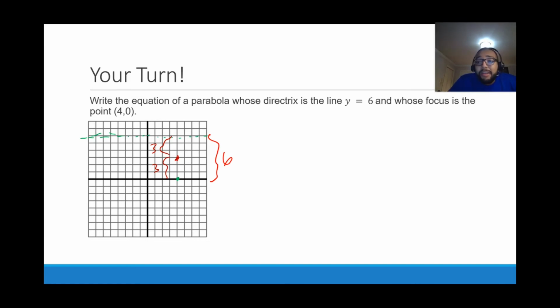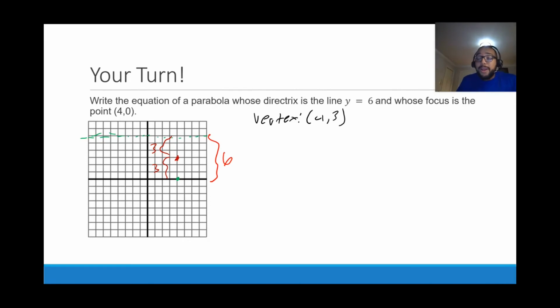It needs to be because it's symmetrical. Cool. So that being said, let's find out. First, let me actually write my vertex is the point. Looks like that's 1, 2, 3, 4. 1, 2, 3. The point 4, comma 3. That's my vertex, 4, comma 3.